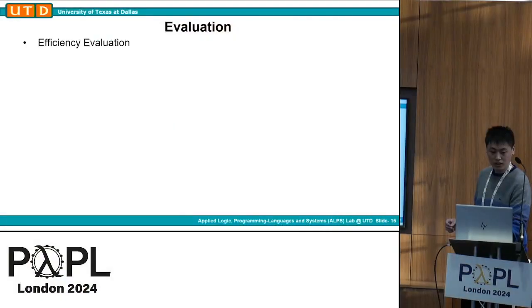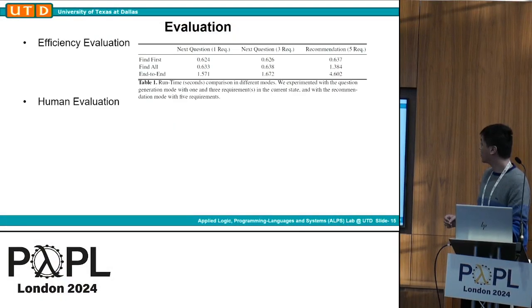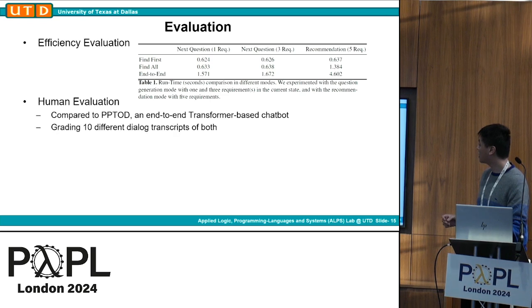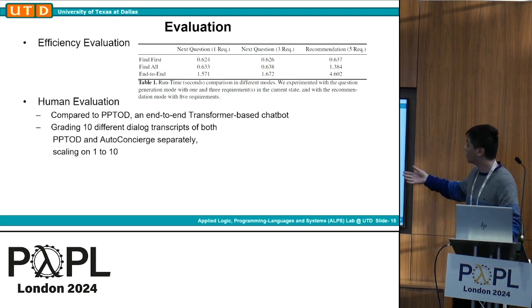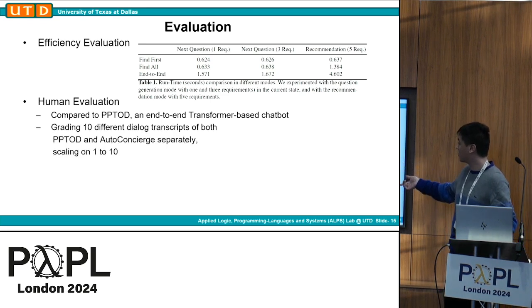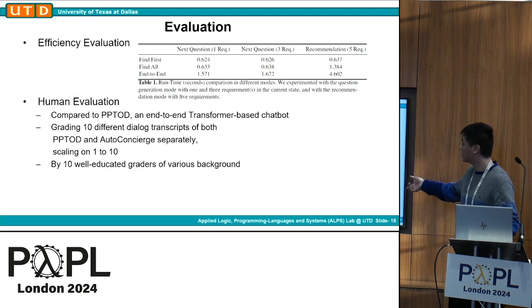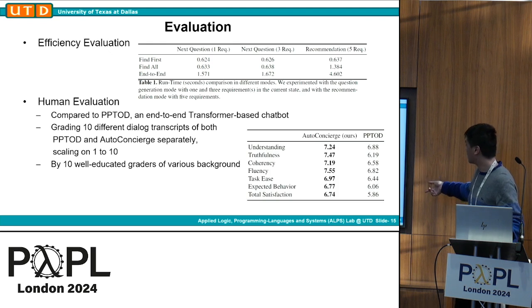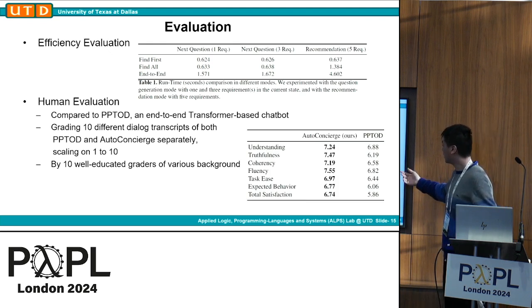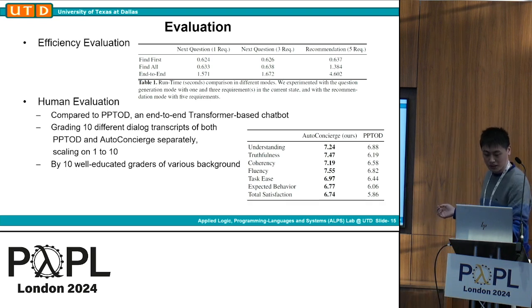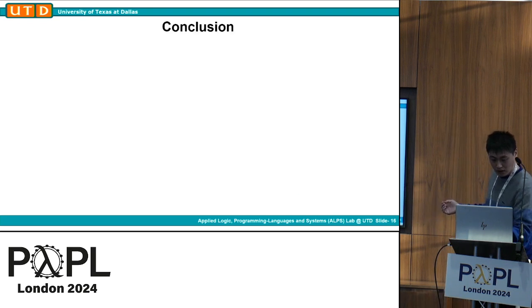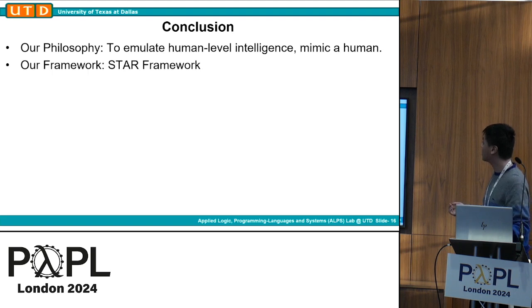So I think the evaluation part, I'll just quickly go through that. We did the efficiency evaluation and human evaluation. We compared to PPTOD, which is an end-to-end transformer-based chatbot, and the result is that it outperforms it, especially in truthfulness and coherency, which are really much higher. And now we draw the conclusion.